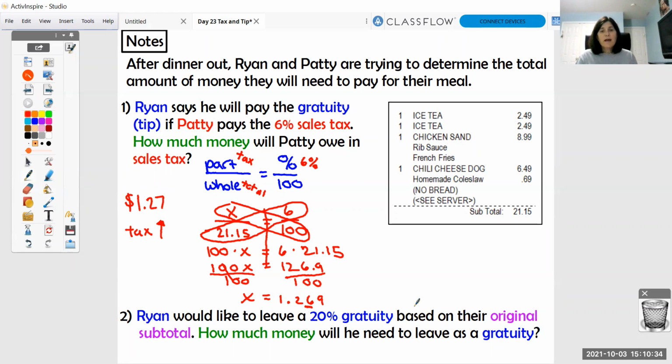All right, so now let's calculate the gratuity or the tip. We're going to do it the exact same way. And Ryan wants to leave 20%.